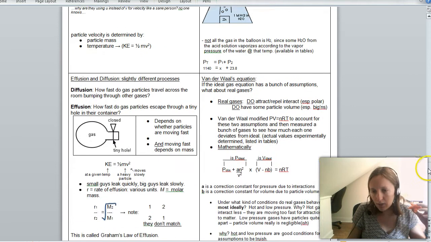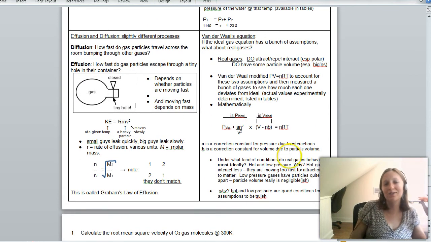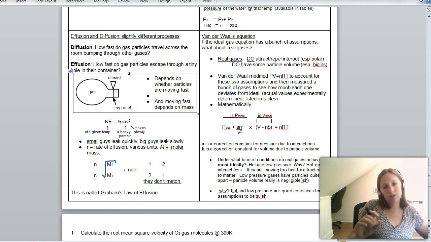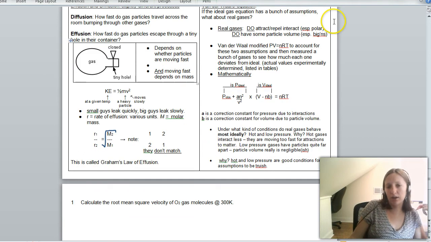And next little topic, we've got effusion and diffusion. You've probably heard of diffusion, but you probably haven't heard of effusion. And the one that you're familiar with is diffusion. And this is when, say, you take a can of hairspray or Lysol or whatever, and you spray it in one corner, and then 5 minutes later, people down the hall are like, did someone spray hairspray?